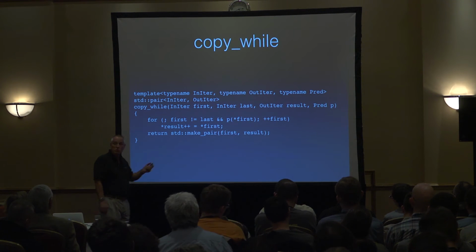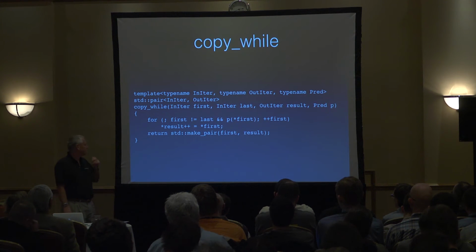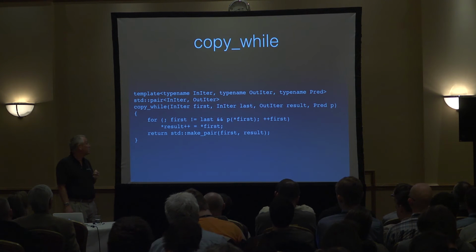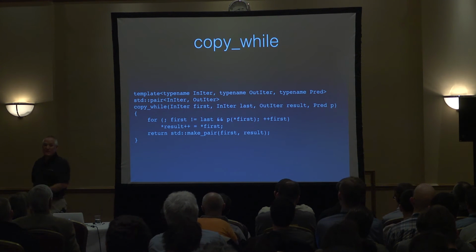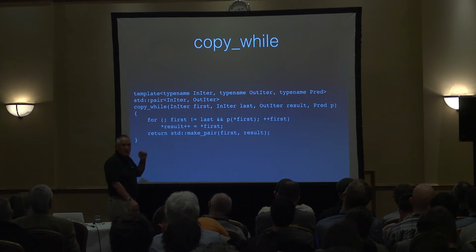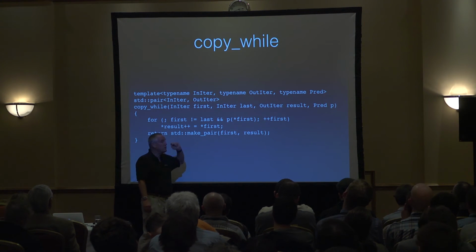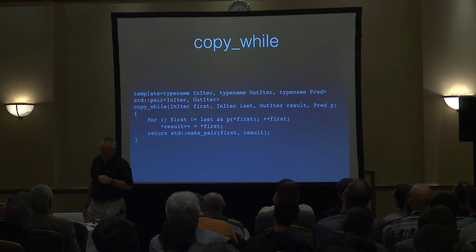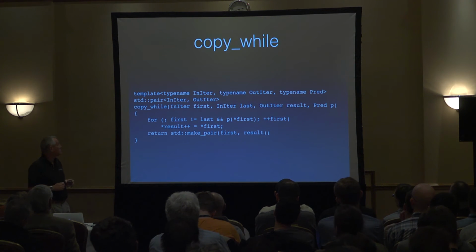And as soon as you hit an element which does not satisfy the predicate, you're done. So if you have a sequence which is 1, 2, 3, 4, 5, 6, 7, 8, 9, 10, and you pass a predicate that says less than 3, it's going to go 0, 1, 2, 3, I'm done, and return. Now, the only thing that's reasonably complicated about this is the return value.